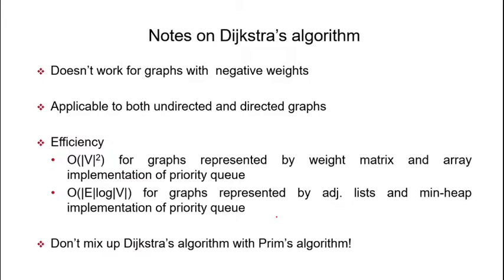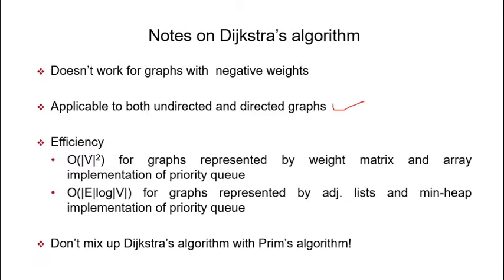Okay. So note that the Dijkstra algorithm doesn't work for graphs with negative weights, only for positive weights. It is applicable for both undirected and directed graphs. As you see, the complexity is O(V squared), V squared, where V is the number of vertices.